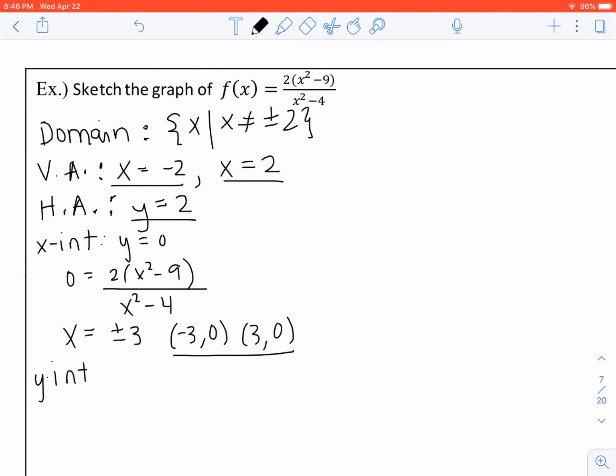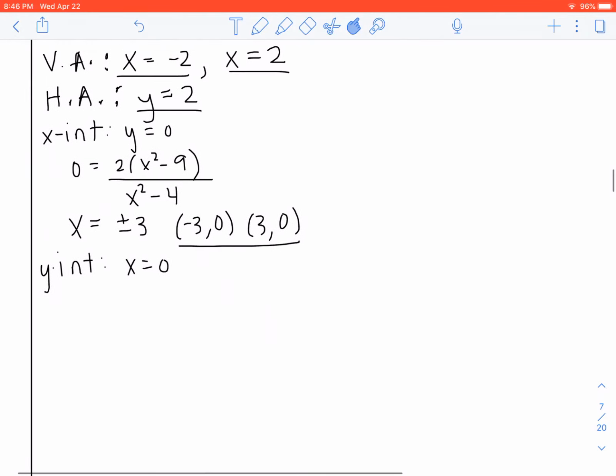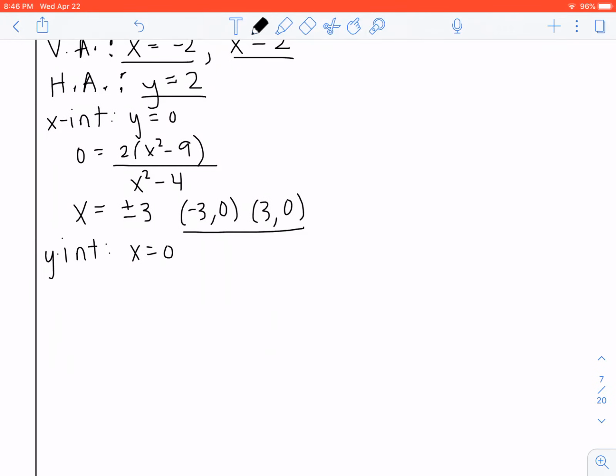My y-intercept is where x is equal to 0. And when I set x equal to 0, we get y equals 2 times negative 9, which is negative 18, all over 0 minus 4, which is negative 4. So this simplifies to 9 over 2. And so we have a y-intercept at 0 for x and 9 over 2 for y.